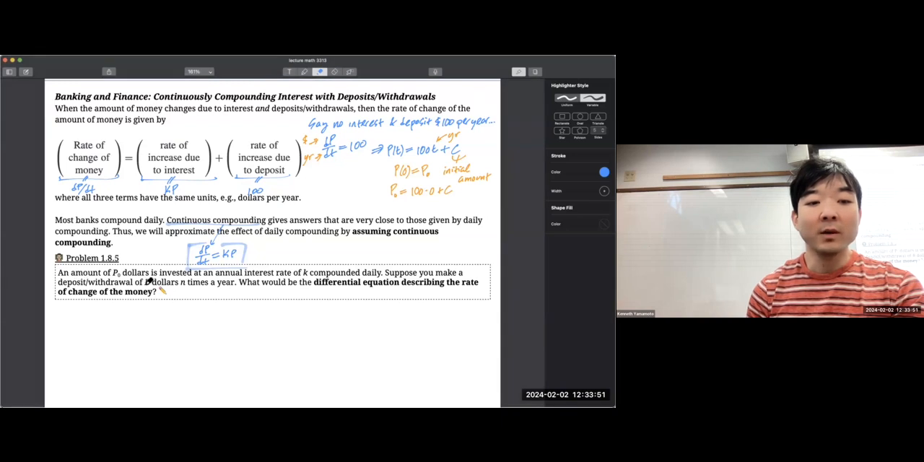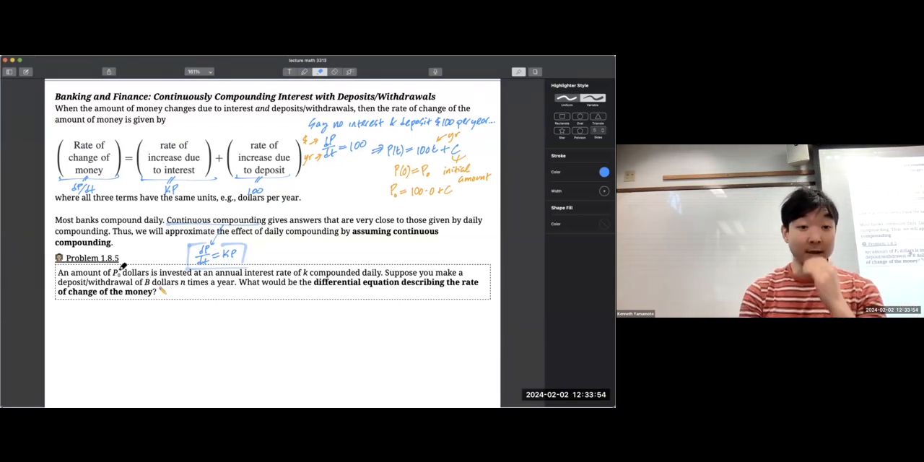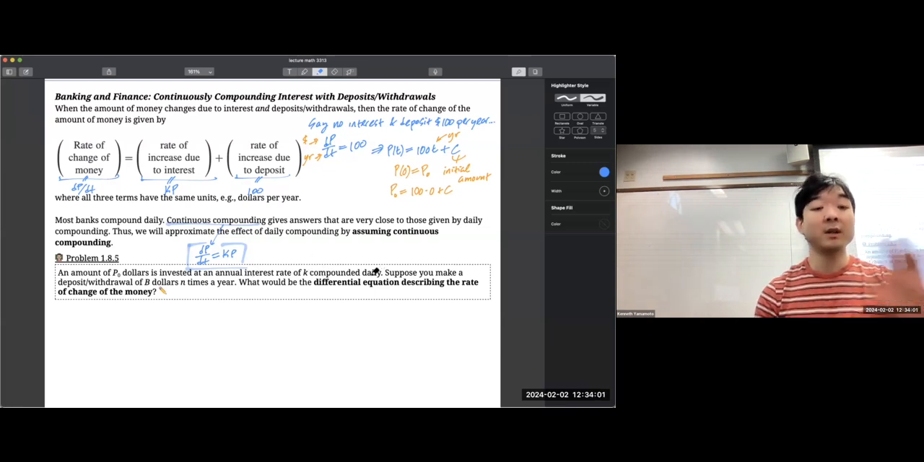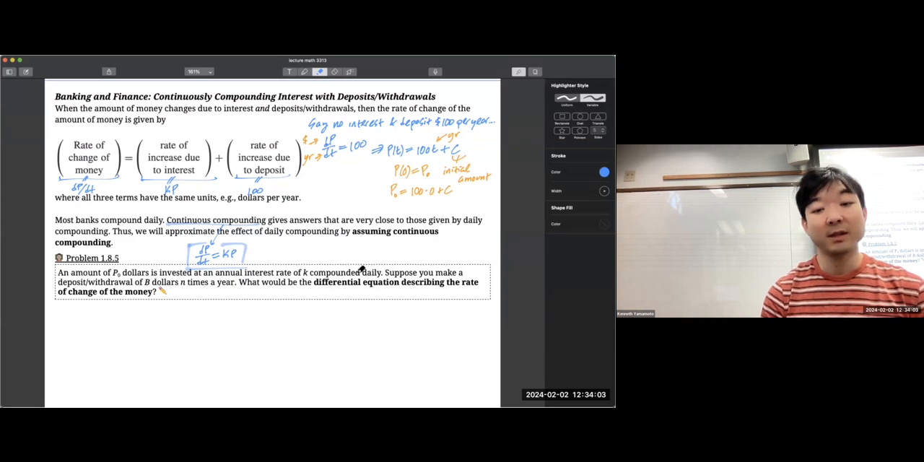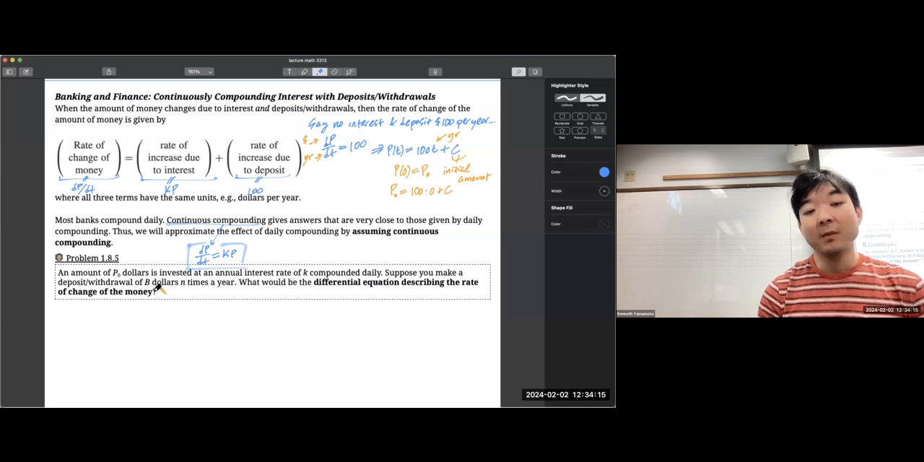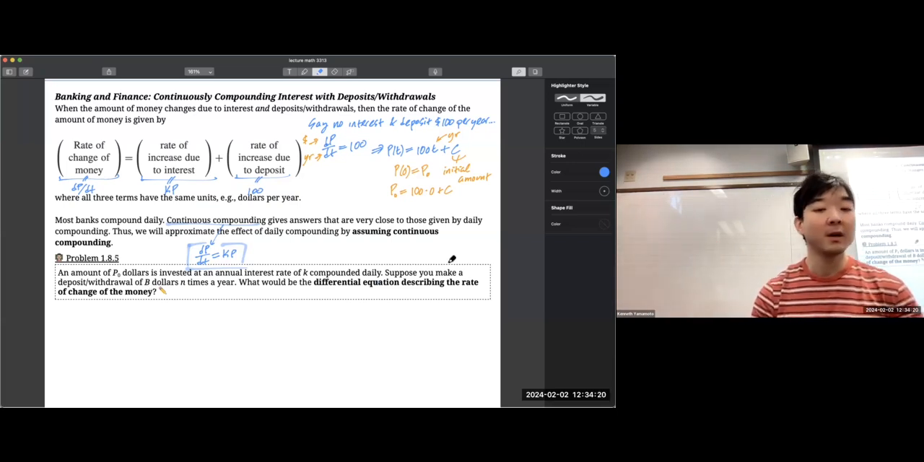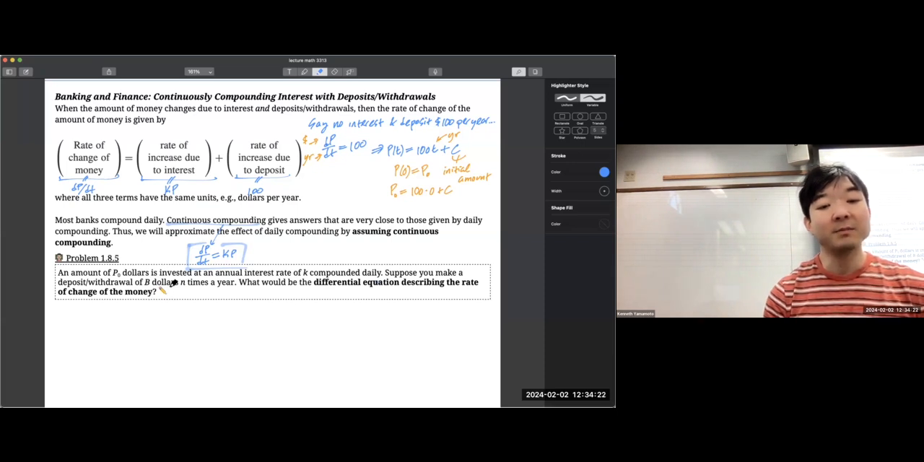So why don't we have a situation where P naught dollars is invested at an annual interest rate of K, compounded daily, but we're going to assume continuous compounding as a good approximation for that. And suppose you make a deposit or withdrawal of B dollars N times a year. This looked like I just did one contribution of $100 over the year. But what if you split that across, say, a contribution every month, and the amount you contribute every month is B dollars? Then your differential equation will look like this.